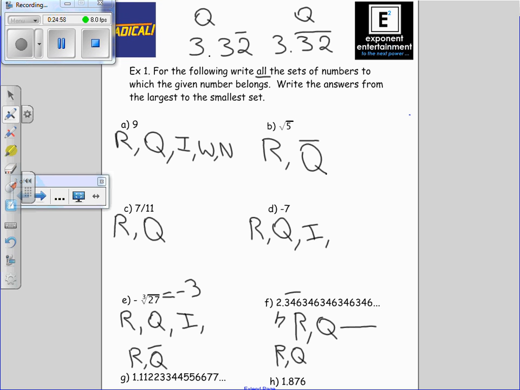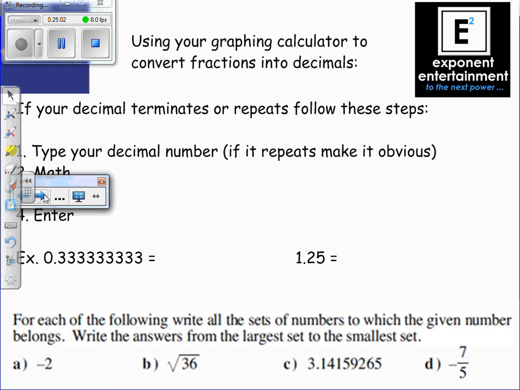So, here's a tip for those of you with graphing calculators, which is why those of you who don't have graphing calculators are going to want to find one as soon as you can. This is how you can figure out if something can be written as a fraction or not. If you look on your paper, it says, type your decimal number. If it repeats, make it obvious, which means just type it a lot of times.